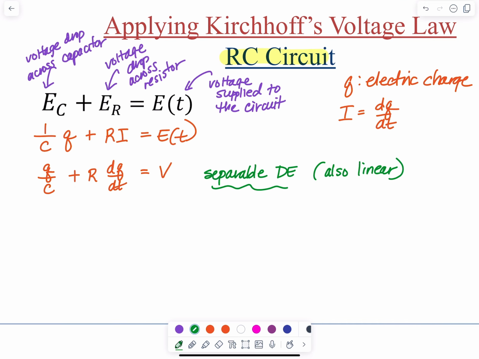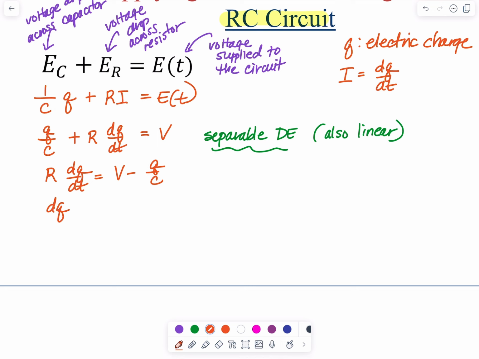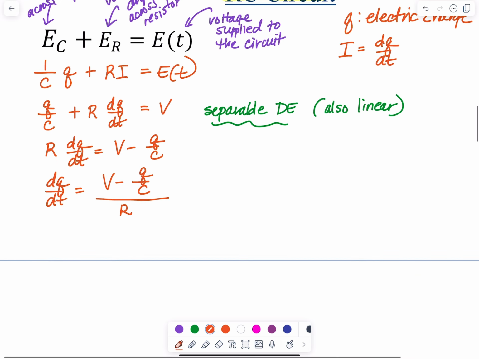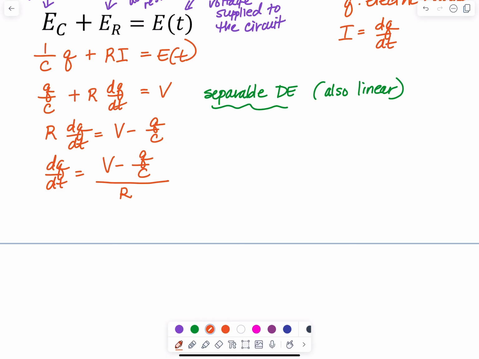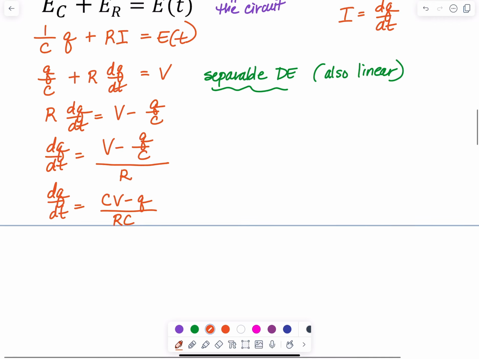So moving the Q over C to the other side, we have R dQ dt is equal to V minus Q over C. And now we come up with dQ dt is equal to V minus Q divided by C, divided by R. And of course, we have a complex fraction there. Let's go ahead and clear that. Multiplying the numerator and denominator by C, we have CV minus Q divided by RC.